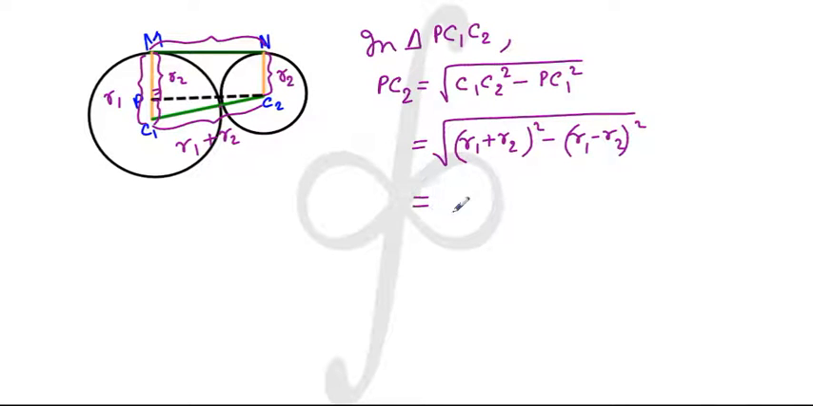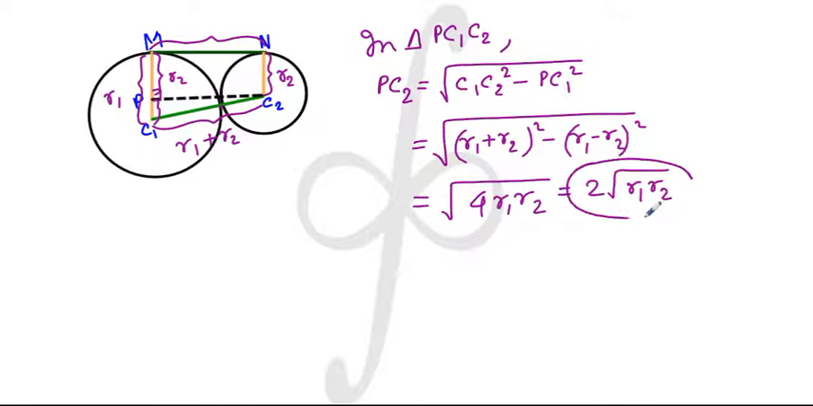So the length PC2 will come out to be the root of 4R1R2, that is 2 times root R1R2. This is the length of PC2, and you can see from the figure that PC2 is the same as MN because this is a rectangle. So the length of MN, or the length of the direct common tangent for externally touching circles, comes out to be 2 root R1R2. This is the very important result that we are going to use to solve this problem efficiently.